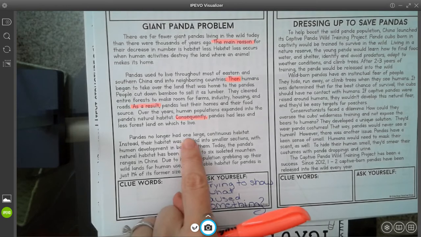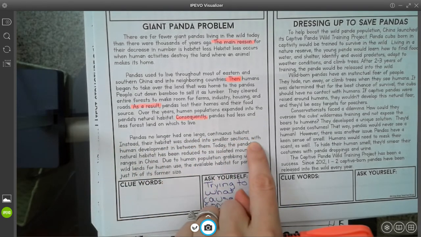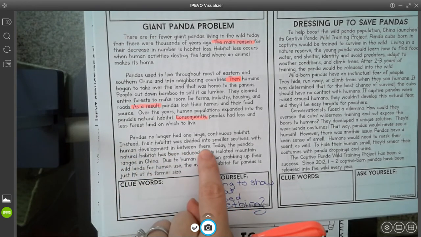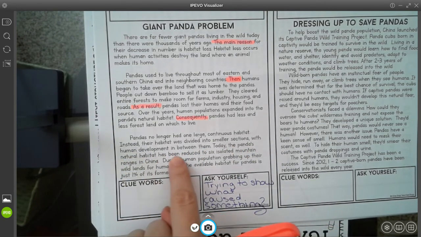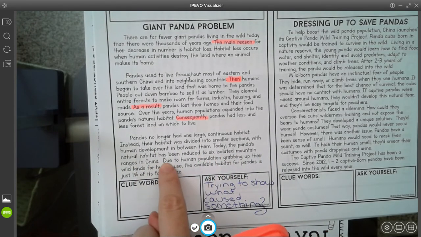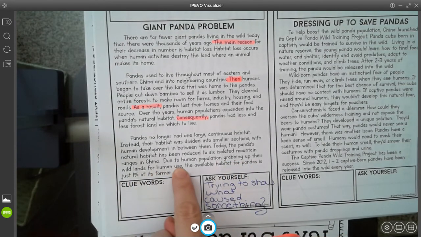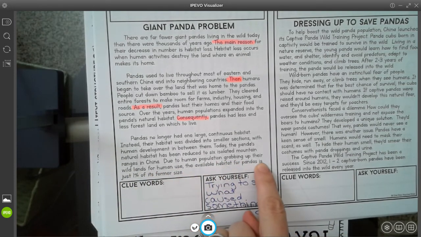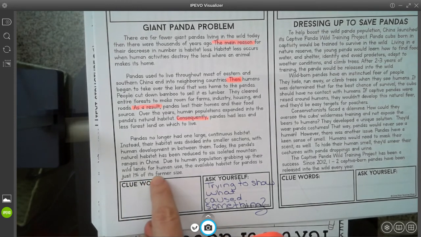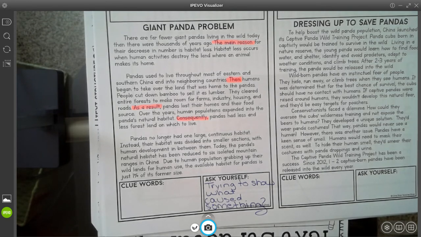Pandas no longer had one large continuous habitat. Instead, their habitat was divided into smaller sections with human development in between them. Today, the panda's natural habitat has been reduced to 6 isolated mountain ranges in China. Due to human population grabbing up their wild lands for human use, the available habitat for pandas is just 1% of its former size.